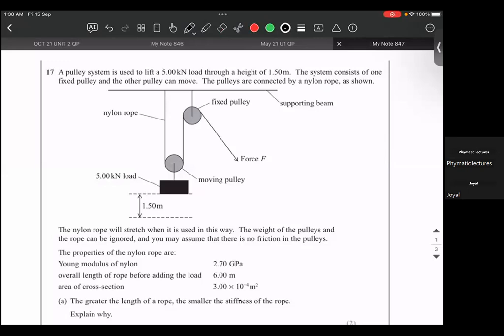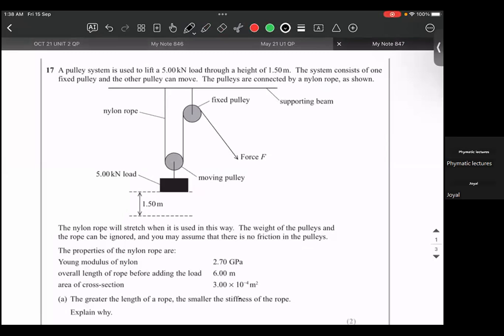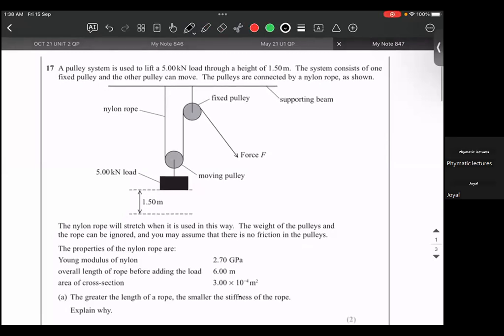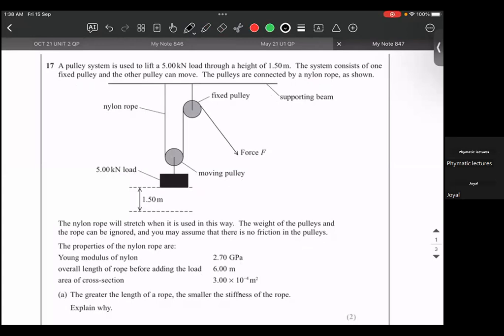Well, this question is question number 17. So here, this is a question related with a pulley system. A pulley system is used to lift a 5 kilonewton load through a height of 1.5 meter. The system consists of one fixed pulley and the other pulley can move. The pulleys are connected by nylon rope.